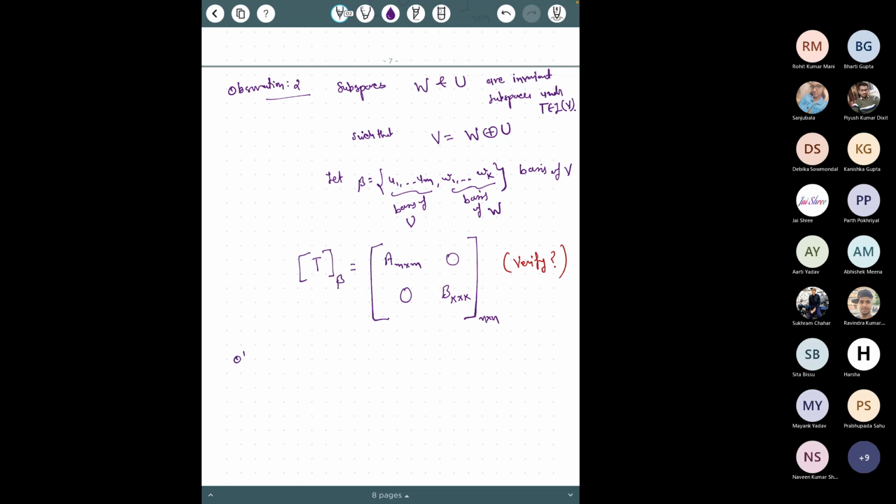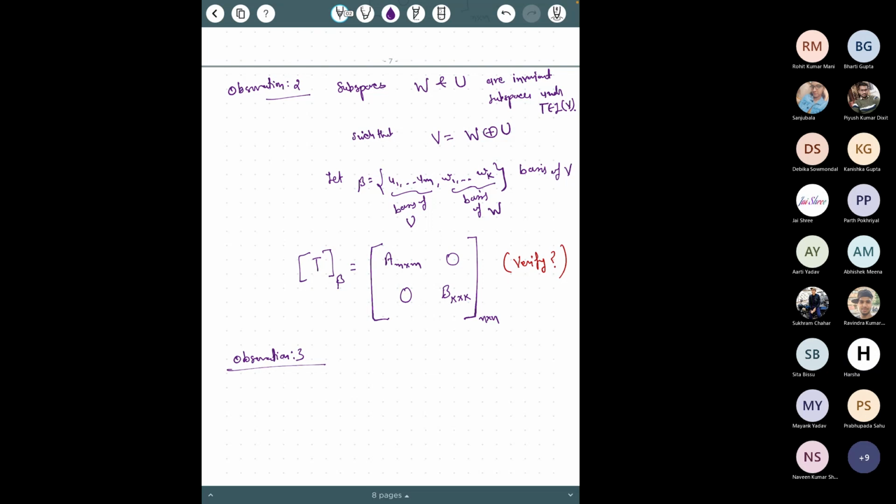Now we have become greedy and we want to create more zeros. So what is the best you can expect? So instead of 2, if I have 3 invariant subspaces whose direct sum is equal to V, and if I take the union of their bases, it will be a basis of V. And if I look at the matrix of T with respect to that basis, then again it will give more zeros than the second observation. Do you agree with it?